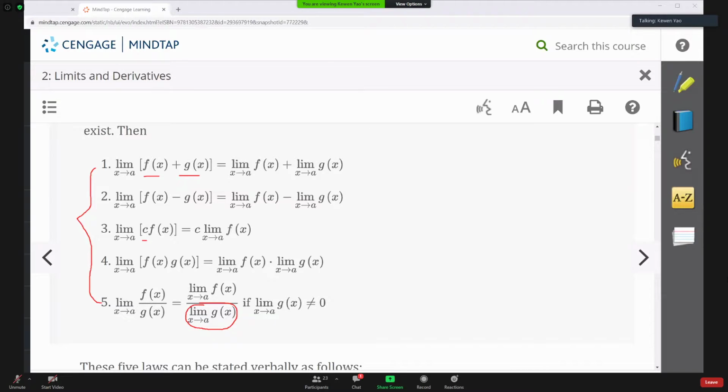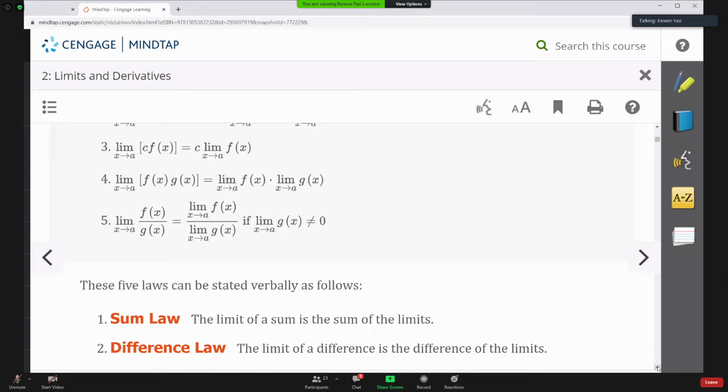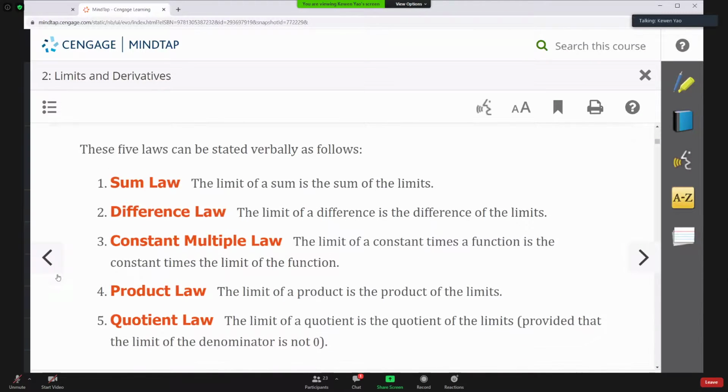Now let's continue. Remember, we have 5 laws so far. Let me scroll down. We call them the sum law, difference law, constant multiple law, product law, and quotient law. So look at number 4: the limit of a product is the product of the limits. They are easy to remember, very commonsensical.